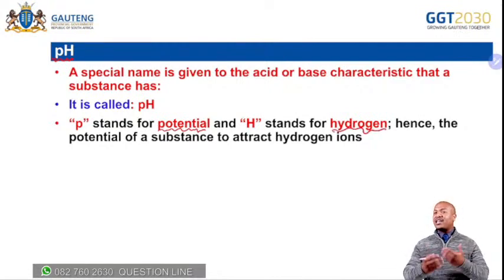Now, why do I say that? Remember, we said acids are what? Substances which have excess of hydrogen ions, right? So now P stands for potential and H stands for hydrogen. So it means the potential of a substance to attract hydrogen ions. The more the hydrogen ions, the more acidic the solution is.